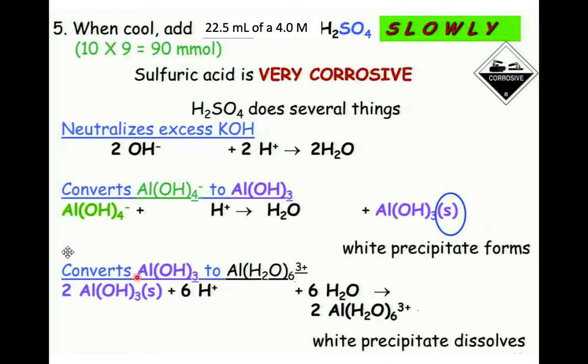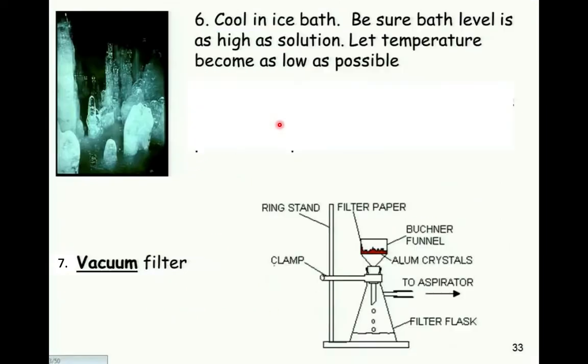Finally, we should also notice we talked about the source of potassium, the source of aluminum. The sulfuric acid is also the source of the sulfate for the alum. You're going to cool in an ice bath. Be sure the bath level is as high as the solution. Let the temperature become as low as possible.